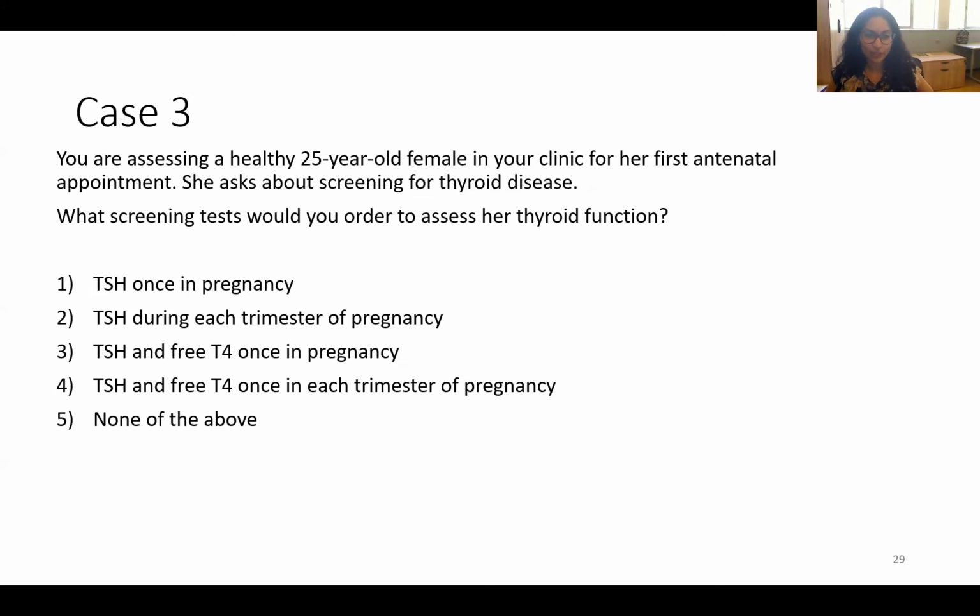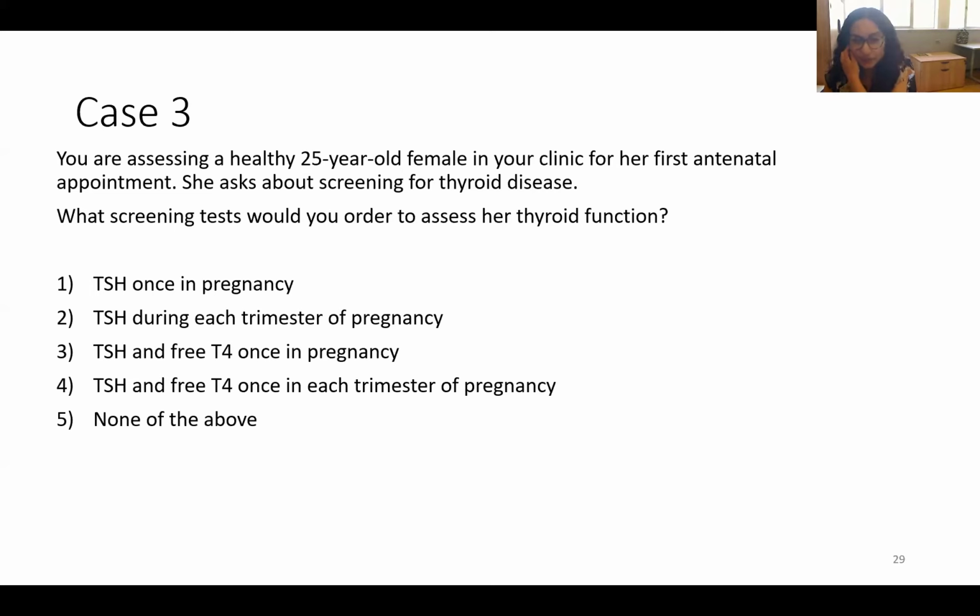And then this is the last case, going into a different angle here: a healthy 25-year-old female in your clinic. For her first antenatal appointment, she asks about screening for thyroid disease. What screening tests would you order to assess her thyroid function in pregnancy? TSH once, TSH in each trimester, TSH and free T4 once, or TSH and free T4 each trimester, or none of the above.